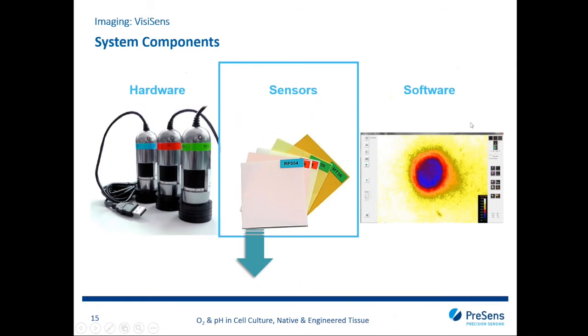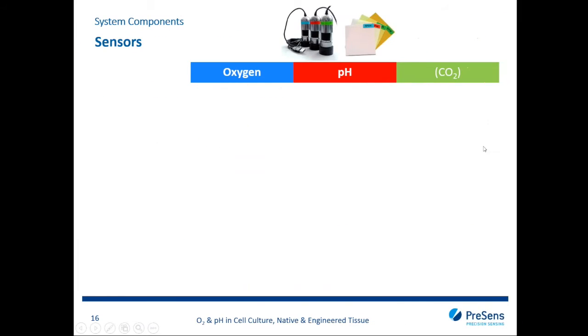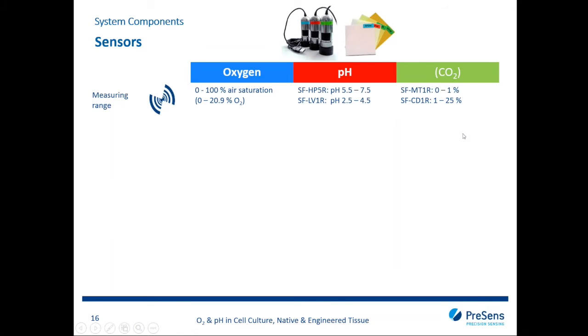Okay, now let's head on to the sensor foils. The sensor foils are, as mentioned, color-coded. I want to comment on the oxygen and the pH sensor foil. The measuring range for the oxygen sensor foil is 0 to 100% air saturation, which equals 0 to 20.9% pure oxygen.